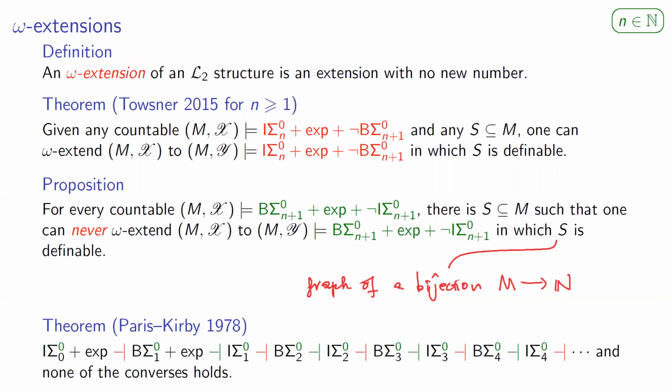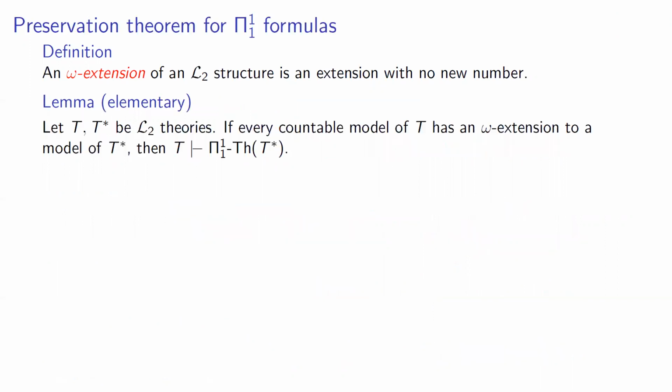Okay, omega extensions. Why do I want omega extensions? Usually in reverse mathematics, omega extensions are used to prove pi-1 conservation results. Let me briefly describe the logic behind the relationship between omega extensions and pi-1 conservation results. It's a rather standard model theoretic idea that if every countable model of a theory T has an omega extension to a model of another theory T star, then T proves all the pi-1 consequences of T star.